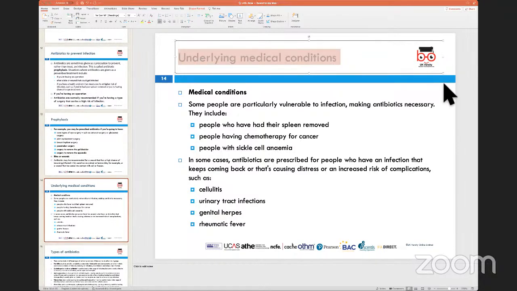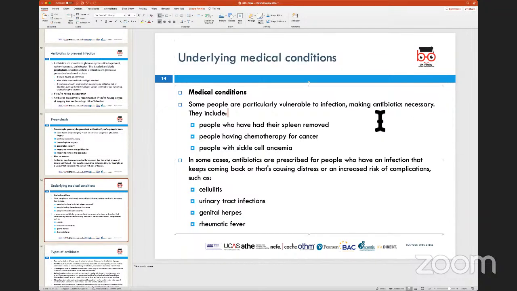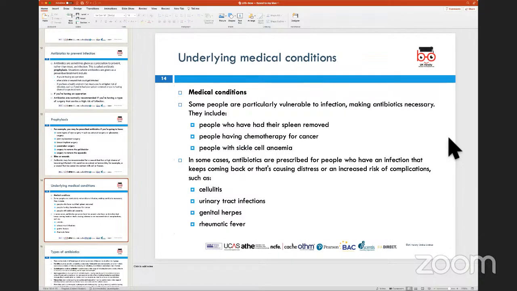Any idea? What is the meaning of the term underlying medical conditions? So underlying medical conditions tend to be used as a term when we refer to people who have an existing or pre-existing health condition. That means they already have some sort of vulnerable or chronic disease. For example, people with a severe form of diabetes, type 2 diabetes.